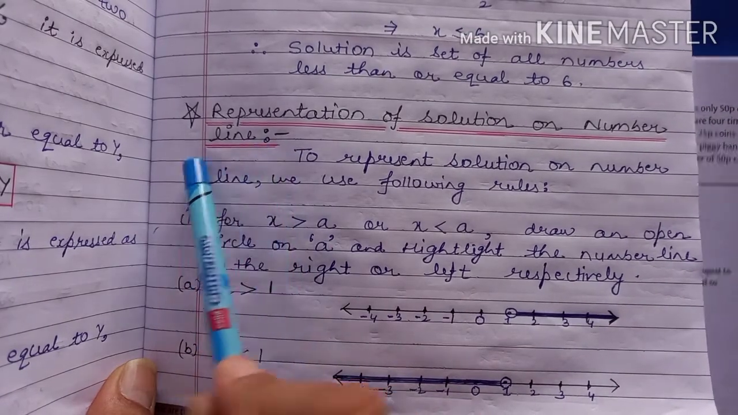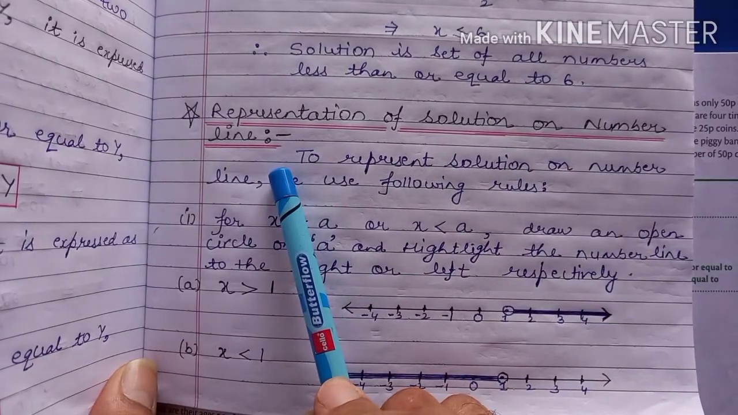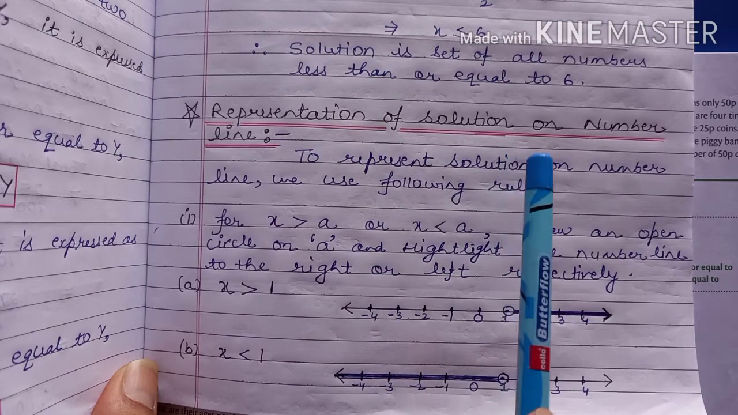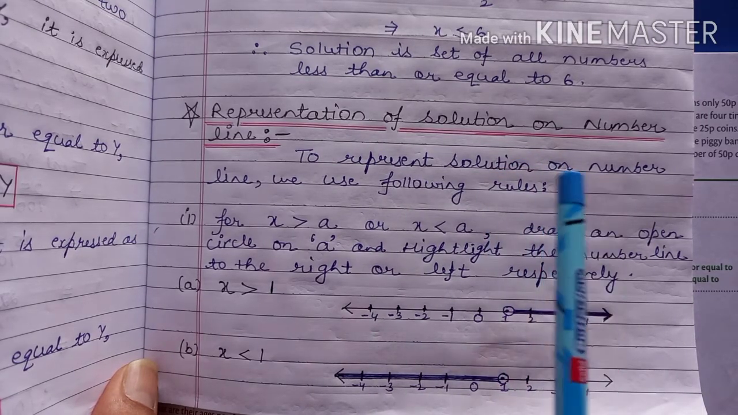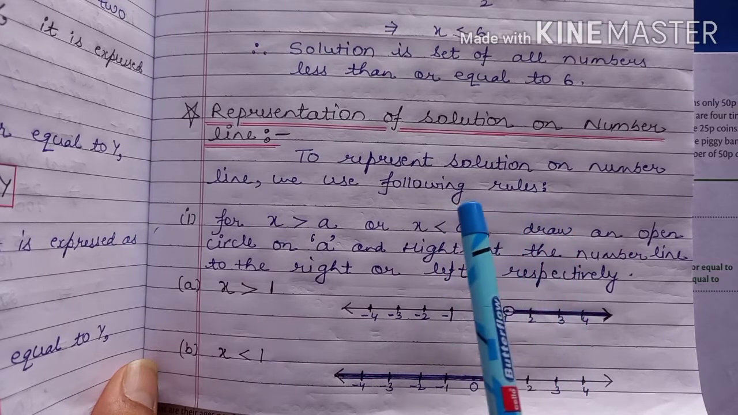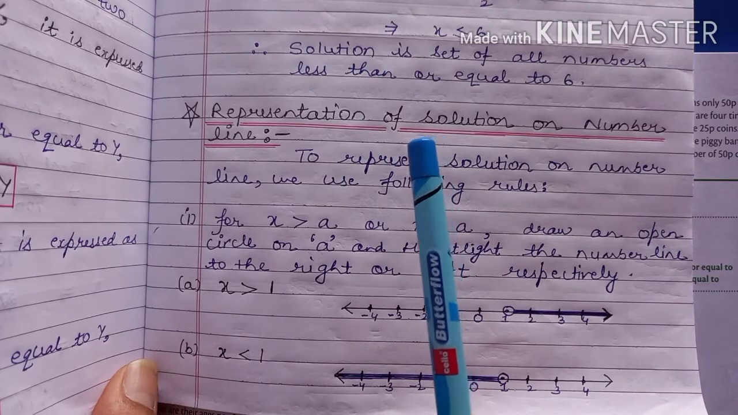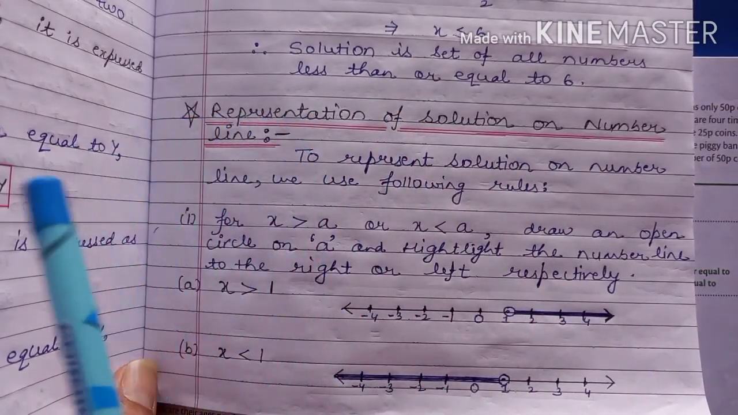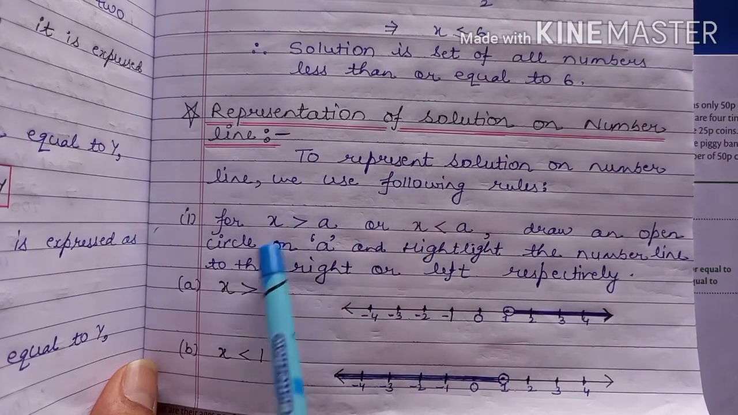Further, we can represent the solution on the number line. You know the number line? The number line is a line on which all numbers can be represented: any real number, any natural number or counting number like 1, 2, 3, 4, any fractional number like 1 by 2, 3 by 4, or any irrational number like root 3. The solution of an inequality is not a single value, it is the set of all values which lie on one side of that number. So we can represent the solution on the number line.